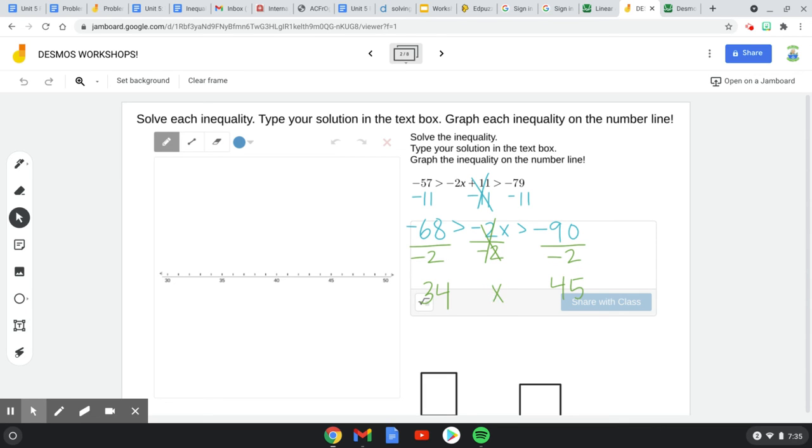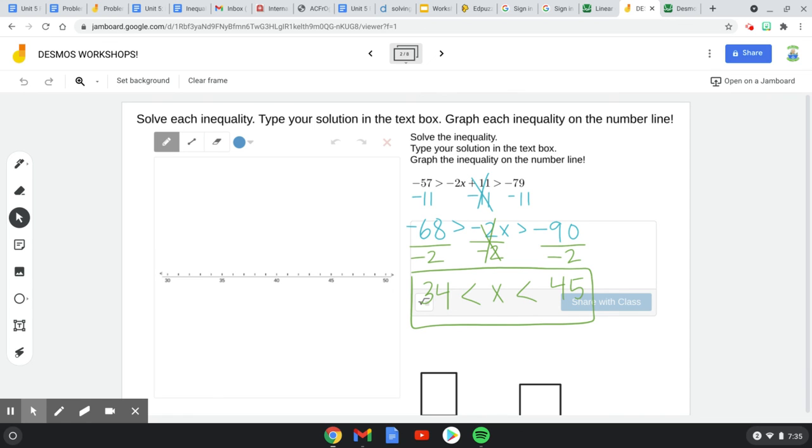Notice I haven't written my inequality signs yet. Because we divided by a negative 2, we have to flip our inequality sign, so they're going to be facing the other direction. And then that's the solution to this inequality. Pause the video, make sure your paper or your notes looks like my screen. And then we're going to graph this inequality.